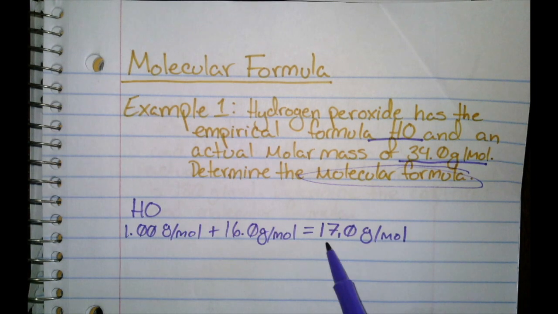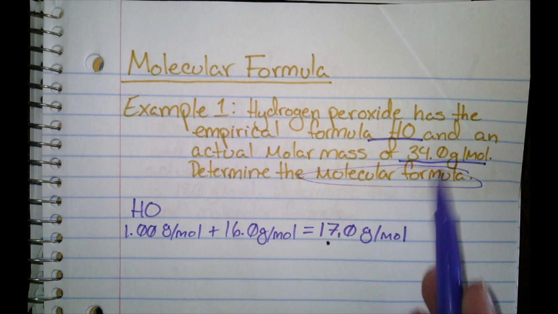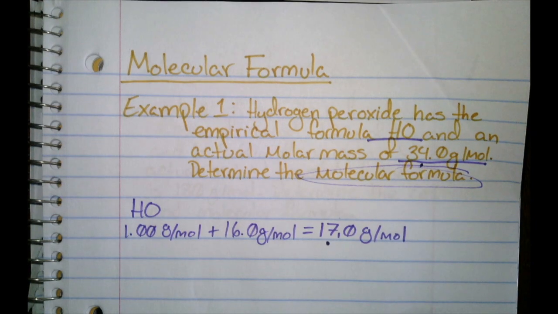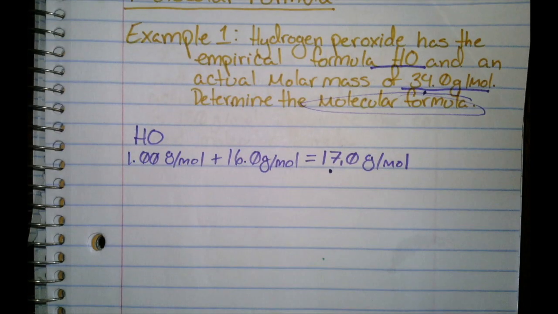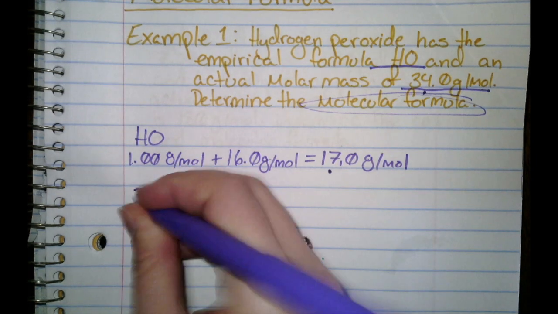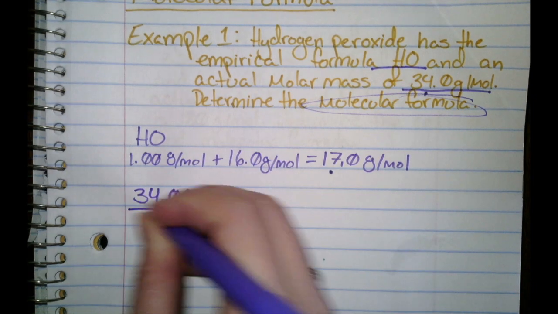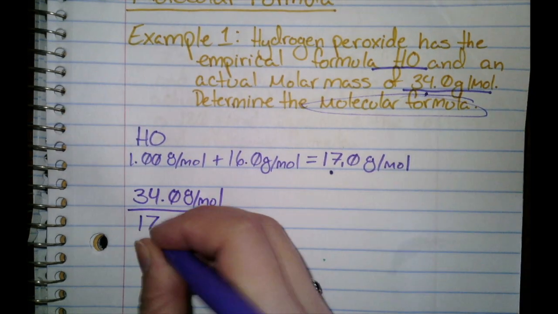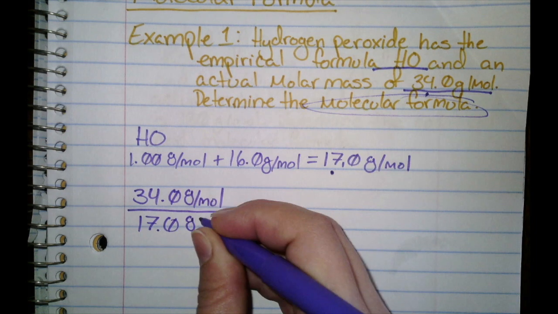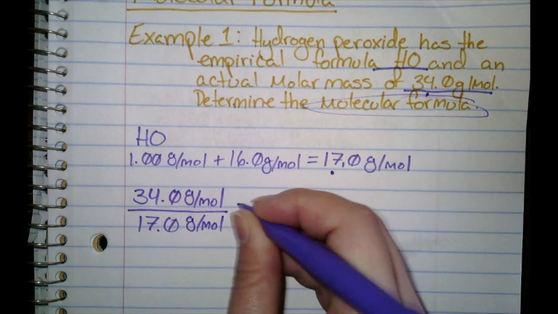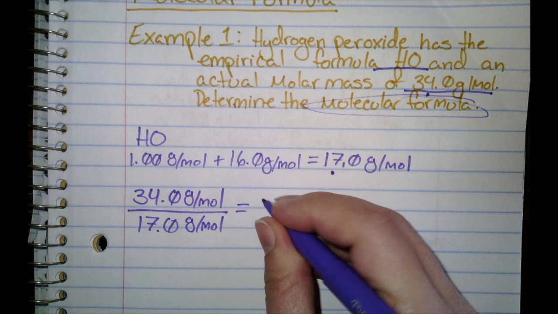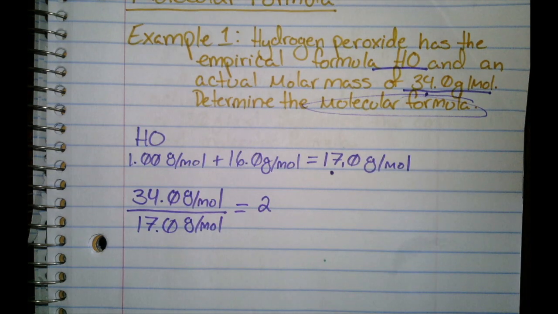Now that we know the molar mass of the empirical formula, we can compare it to the actual molar mass. So I'm going to take the actual molar mass, 34.0 grams in 1 mole, and I'm going to divide it by the molar mass of the empirical formula, which is 17.0 grams in 1 mole. And when you do that, you're going to get an answer of 2. This means that the actual compound is twice as big as the empirical formula suggests.